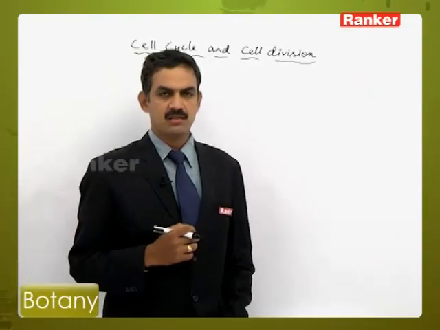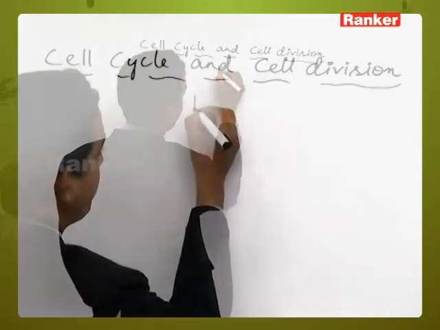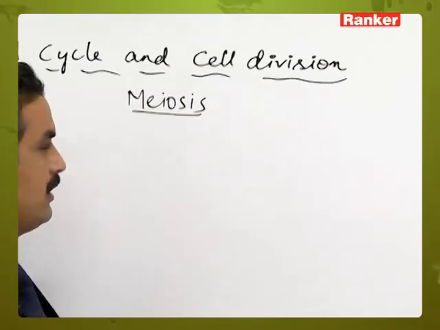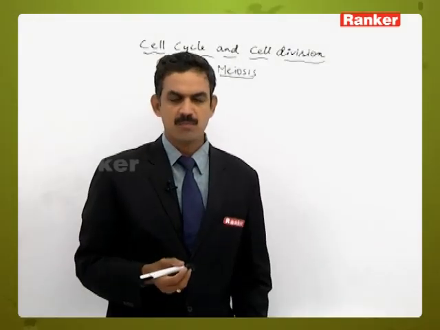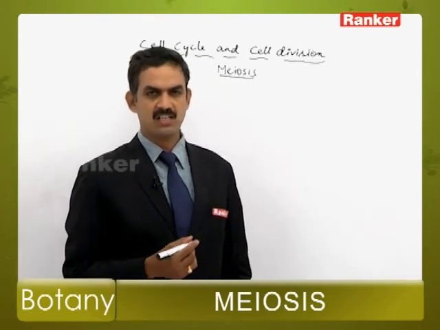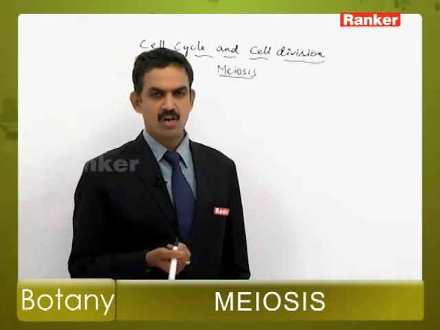In cell divisions, the second type of cell division, or indirect type of cell division, is meiosis. How does meiosis take place? At which stages does it occur? What are the stages present in meiosis? What is its significance? We are going to discuss these in the meiosis part.